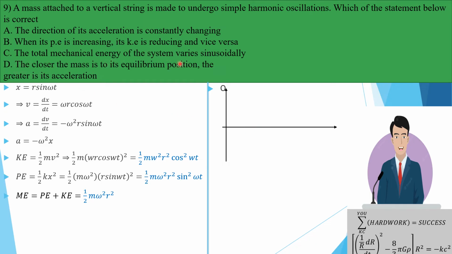The total mechanical energy of the system varies sinusoidally. Okay, that's not true, right? So it's not sinusoidal, it needs variation, because again, the mechanical energy is just a constant like this. Then D says the closer the mass is to the equilibrium position, the greater its acceleration. That's not true. The acceleration is greater when the mass is further away from the equilibrium position. That's when the displacement is biggest.